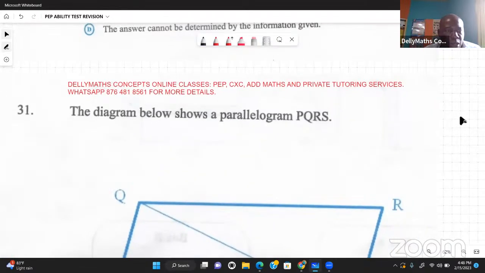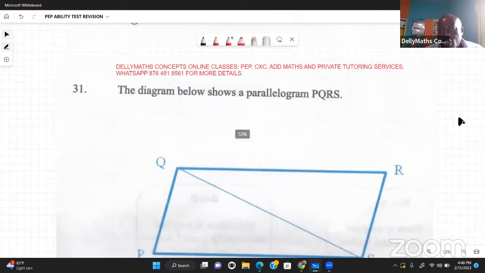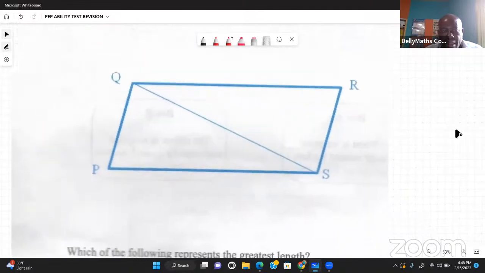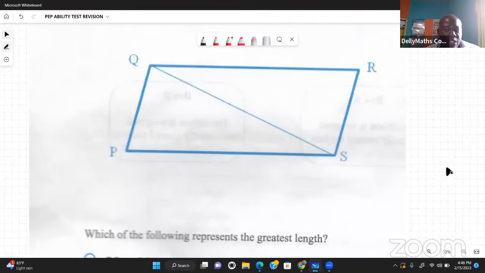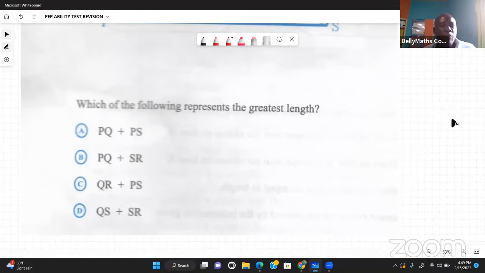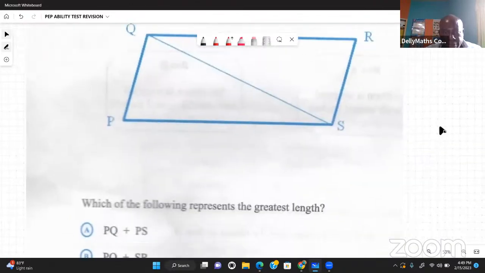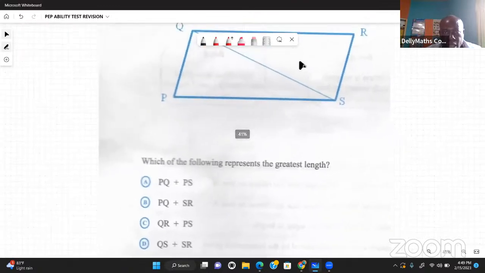Continue looking. All right, so the diagram below shows a parallelogram, PQRS. So you're looking at the parallelogram there. What we want to put now in the right order is, they're asking which of the following represents the greatest length. We're talking about the greatest length right now. Which of the following represents the greatest length? Let us look. I'm going to have to move back and forth. I could zoom out. All right, good, and let me take off this.